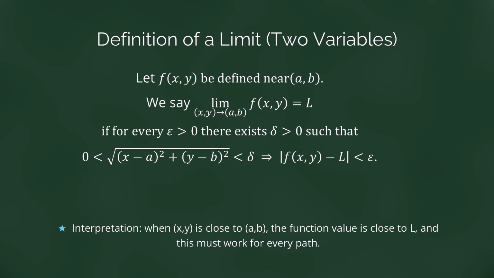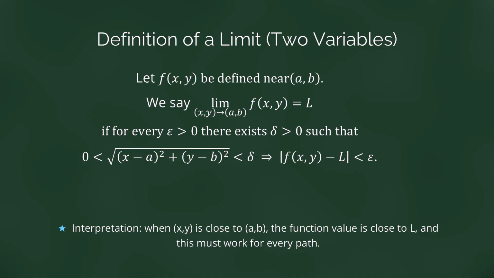So if we have a function f of x, y that's defined near some point (a, b), then we're going to say that the limit as (x, y) approaches (a, b) of f of x, y equals L if, for every epsilon greater than 0, there exists a delta greater than 0, such that the distance between (x, y) and (a, b) being less than delta implies that the distance between f of x, y and L is less than epsilon.